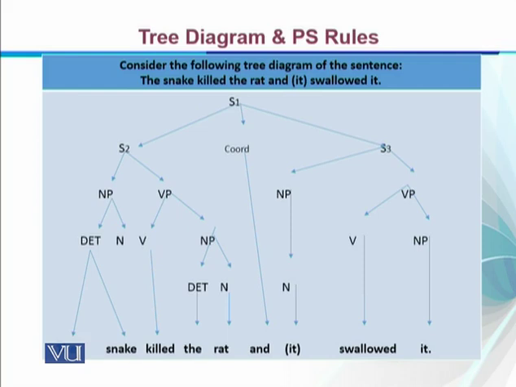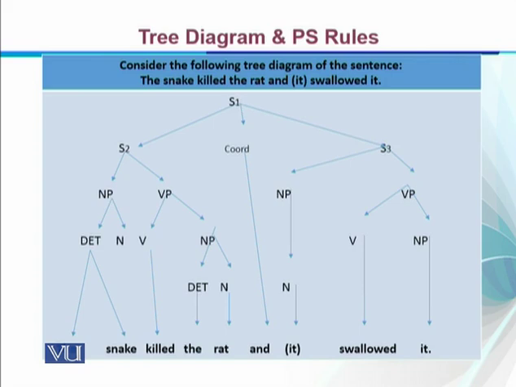A noun phrase dominates a determiner and a noun, the snake, and the verb phrase dominates a verb and a noun phrase. The noun phrase after the verb dominates a determiner and a noun. Similarly, and is a coordinator, and sentence 3 consists of a noun phrase, it, and a verb phrase, swallowed it.